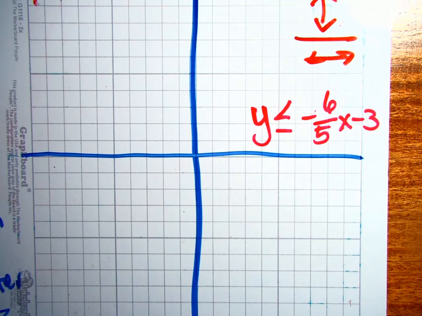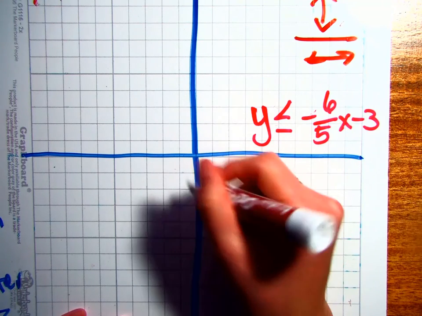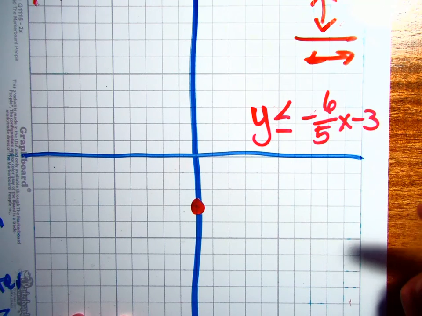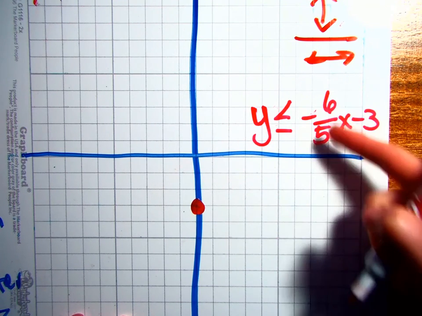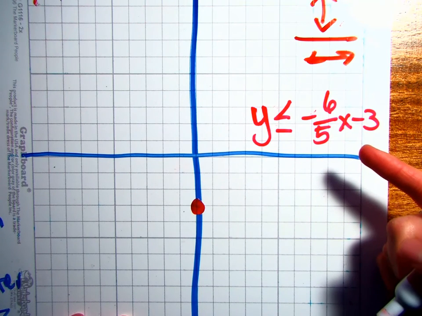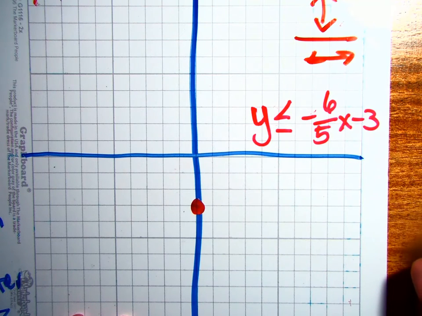Alright, these last two examples are our trickiest. We're going to be starting at -3 on the y-axis, so I'll be counting down 3 and I'll put a dot. Then it tells me that I would need to go down 6 and over 5. Now, for the amount of room that you guys have on your graph, you would not have room to go down 6, even though I do.